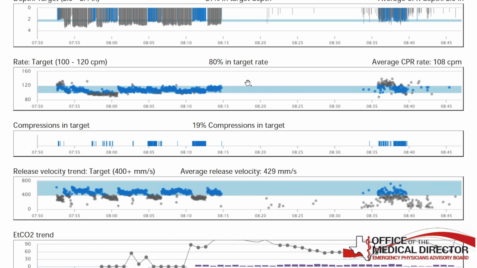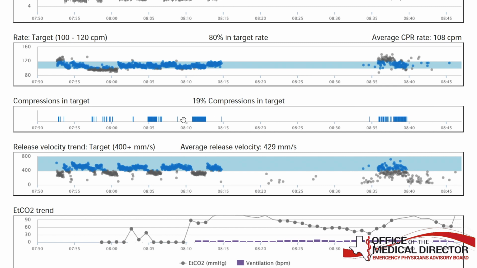Rate, pretty much the same thing. It gives you a blue line that represents your target. All these little dots are individual compressions and sort of where they fell. And so for the most part, 80% in the target range in this CPR case. We got a ROSC here, and then we had a few more, a little more sporadic when the patient rearrested, and then we went back into another ROSC.